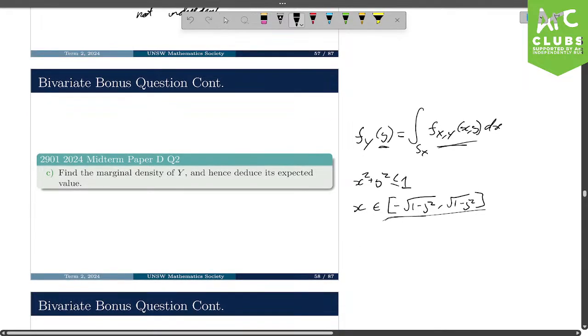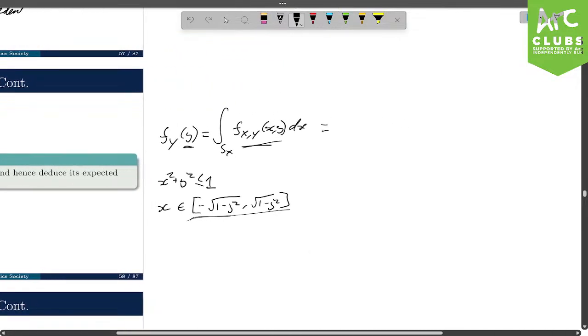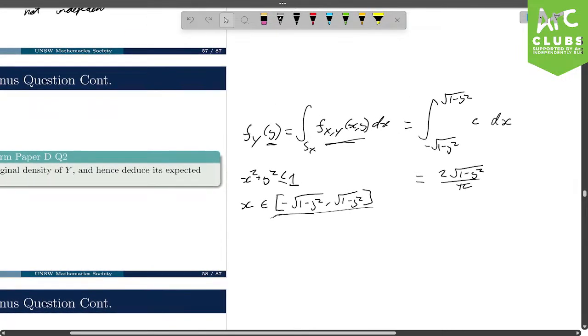And so I can replace the bounds on my integral now with just negative square root of 1 minus y squared and positive square root of 1 minus y squared. With c in here, which I know is going to be 1 on pi, and so that is going to be dx. And what we end up with is 2 root 1 minus y squared on pi. Fantastic.